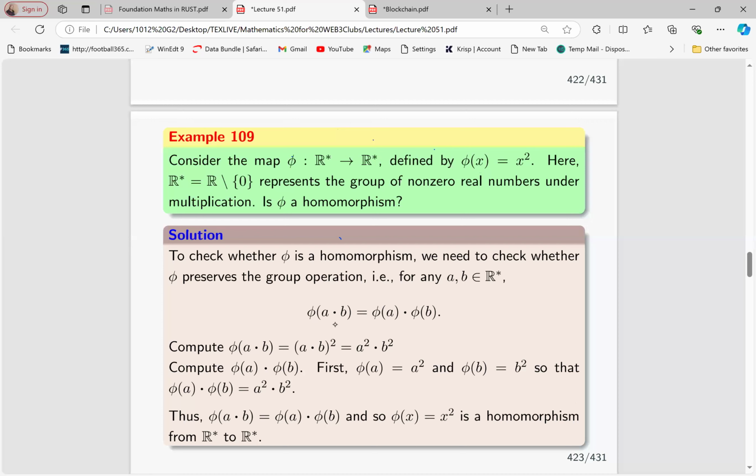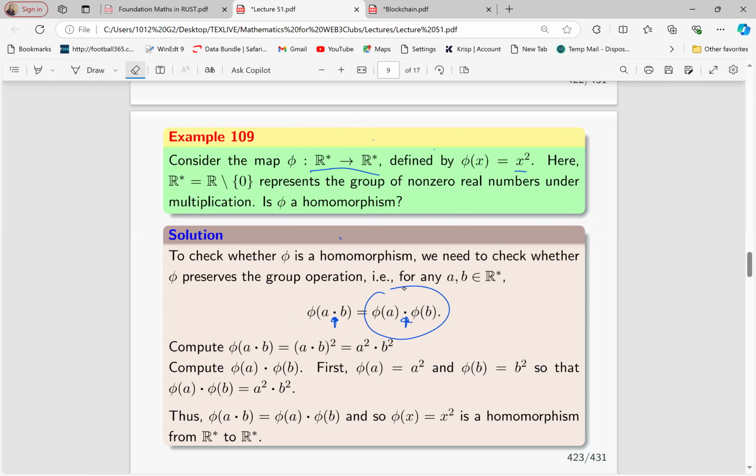Now, I pick two elements, A and B, from R star. Of course, they will be 2, 3, 4, 5, and so on. So apply phi on the product. By this definition, the result will be the same as A times B squared. Every time you square this, it will be the same as A squared times B squared. That's what you get.